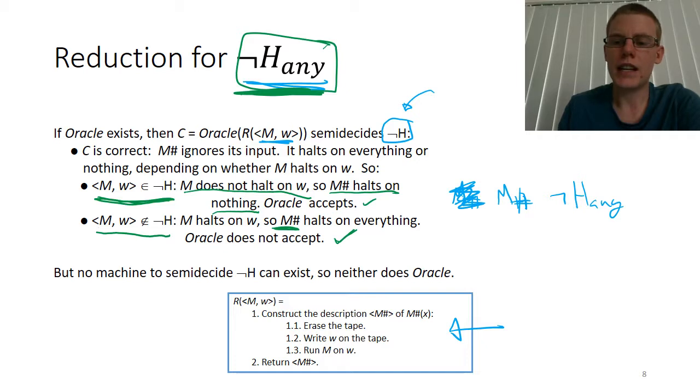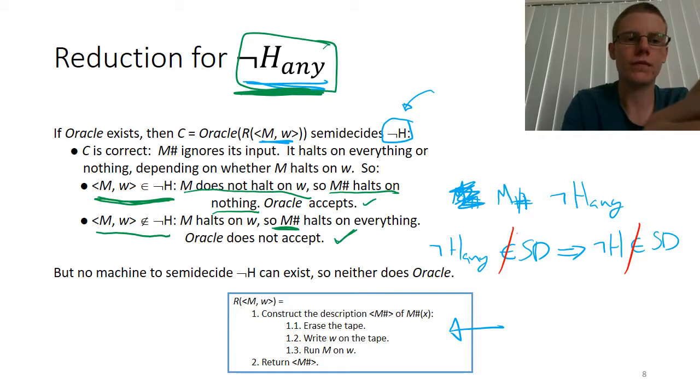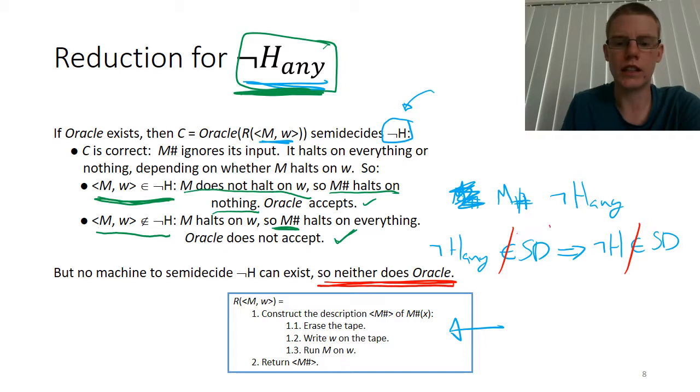So that means that if we have a way to semi-decide the complement HNE, then we have a way to semi-decide the complement H. But we know that this is not possible, so therefore this must not have been possible either. So because our oracle can't exist, that contradiction, then this must be the case, that the complement of HNE is not semi-decidable.